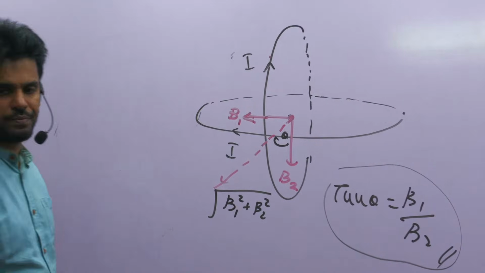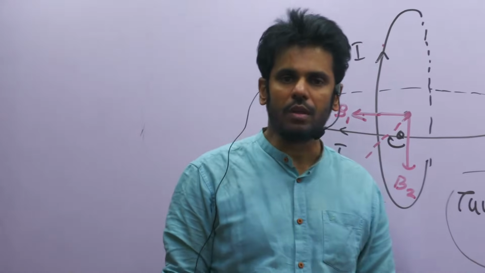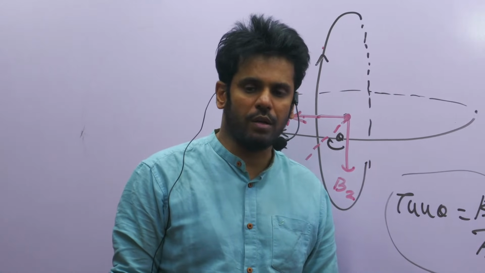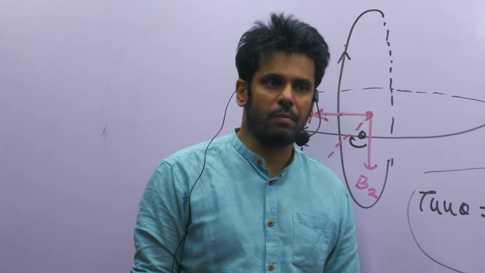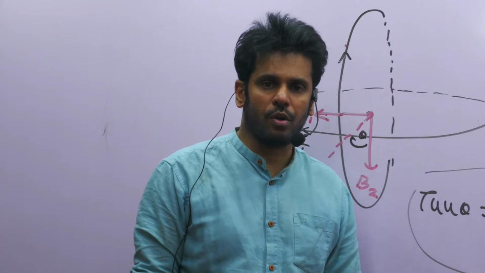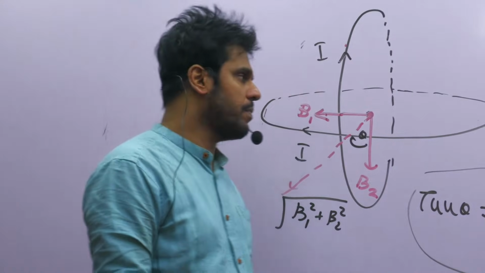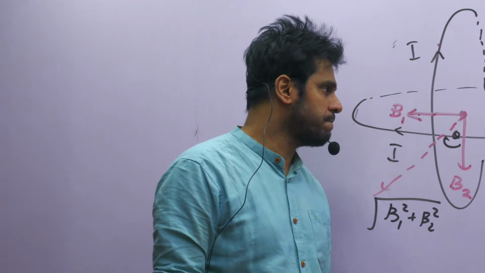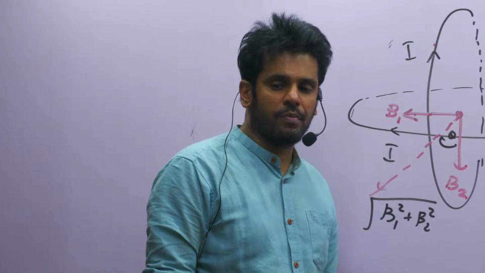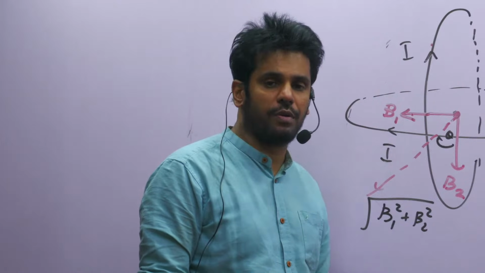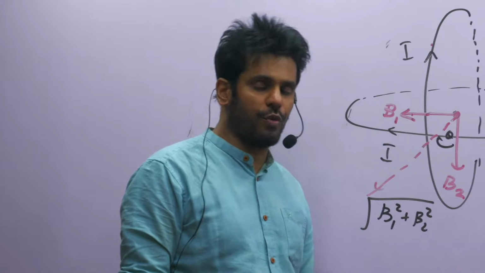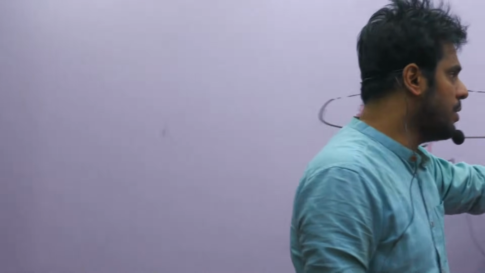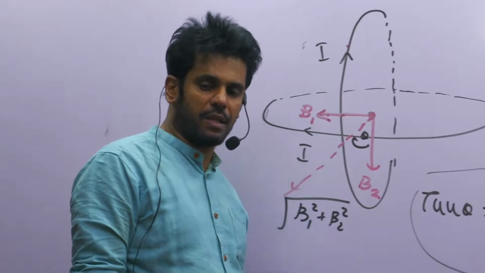Now write this note: when two perpendicular circular concentric loops are in the system, the magnitude of the magnetic field is given by the Pythagoras theorem.